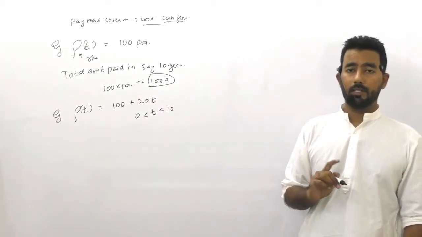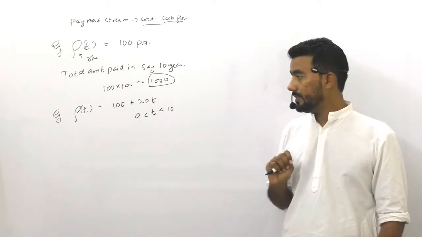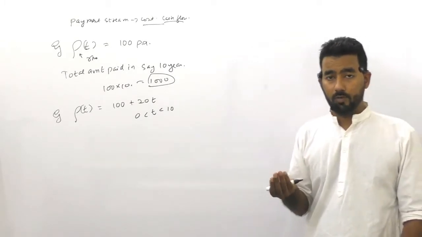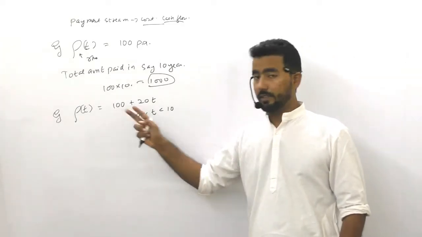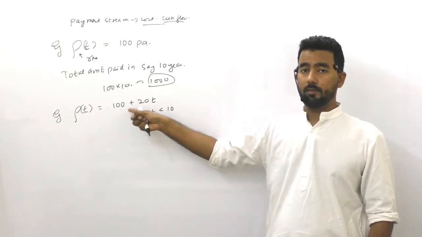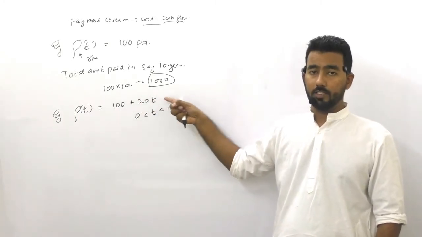So now here my payment is a function of time. In the first year, the rate of payment is changing. At time 0 the rate of payment is 100. At time 1 the rate of payment is 100 plus 20. At time 2 the rate of payment is 100 plus 40. At time 3 the rate of payment is 100 plus 60.